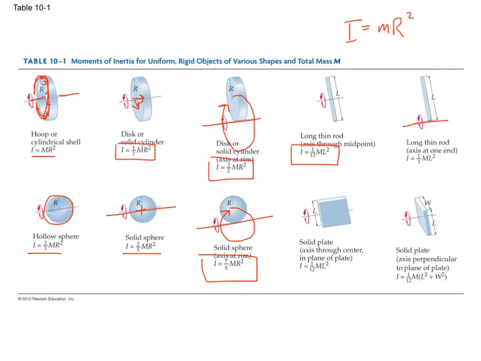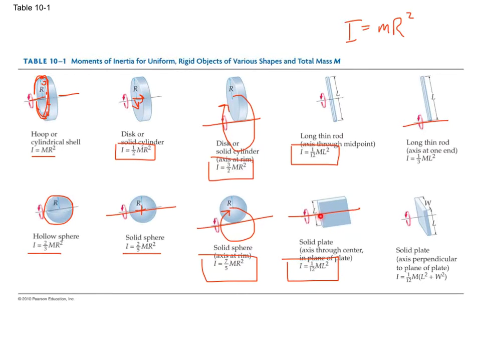And we've got these two plates now, a solid plate. So what if the axis is through the center of the plane of the plate itself? That would be 1/12 ml squared, and L being the length of that side right there. And so it's sort of spinning towards us, front to back.